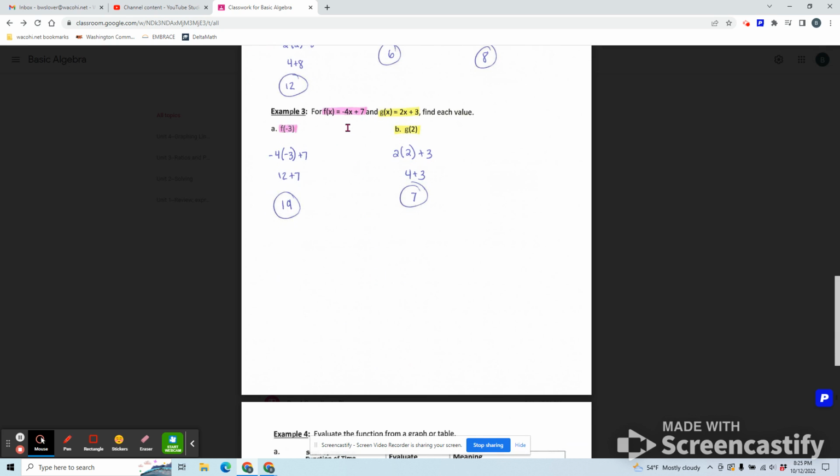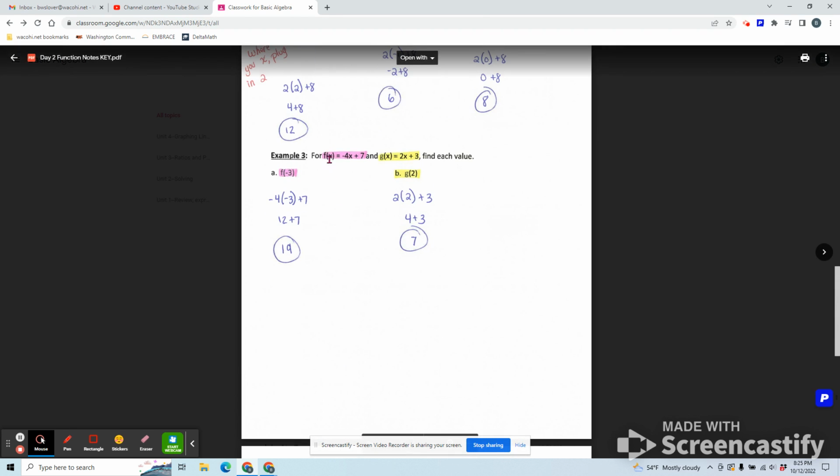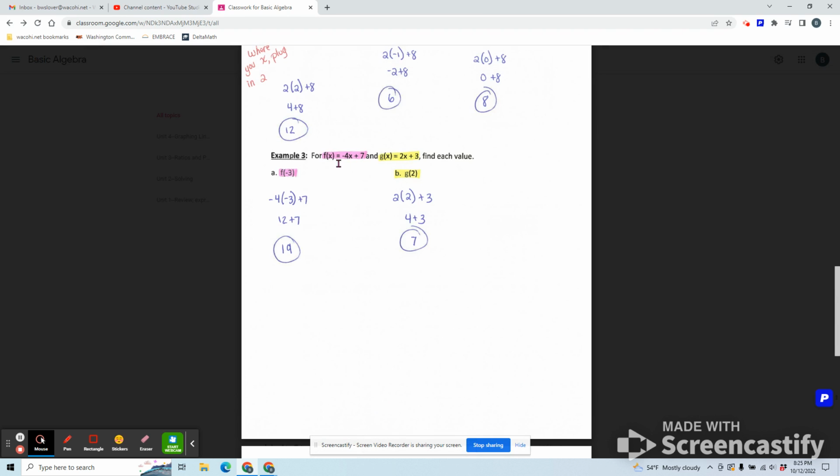Example 3 is a bit different because there are two functions. One of them says f of x equals -4x plus 7, and the other one says g of x equals 2x plus 3. Notice that this one says f of -3. That means I focus only on the f function. So f of -3, where I see an x, I'm going to plug in -3. So -4 times -3, and then I add 7. And over here it says g of 2. So I look at my g function, and anywhere I see an x, I plug in 2. 2 times 2, then add 3.